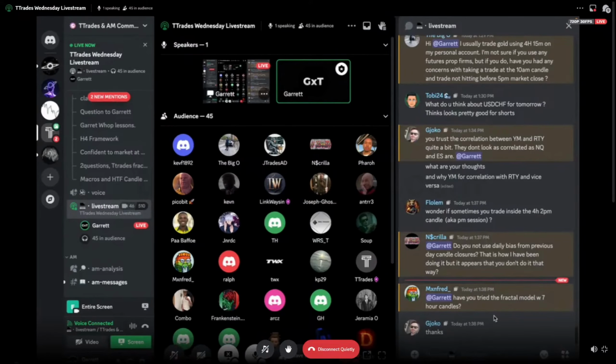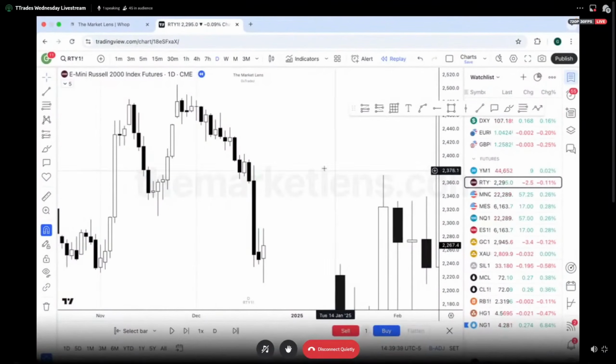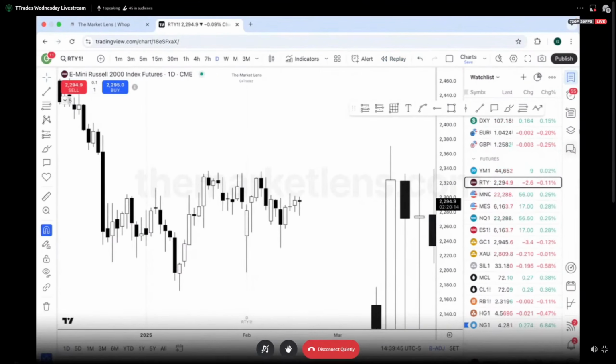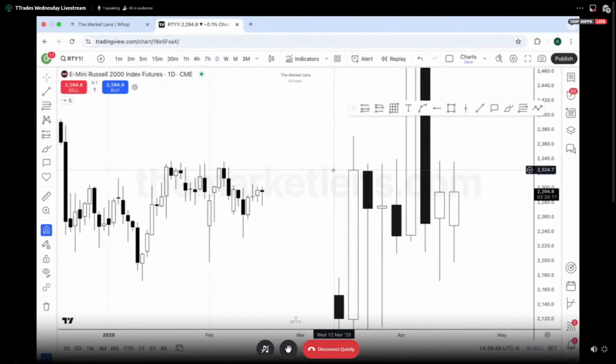Do you not use daily bias for previous day close? No, I do. Everything bias-wise, you can get from the fractal model. So I'm still trading the fractal model, but this is how I trade it. I align multiple expansion candles in the same direction. That's how I confirm 4-hour candle highs and lows and all that. Have you tried the fractal model with 7-hour? I haven't. But the way I profile the 4-hour candle is somewhat similar to the 7-hour chart.